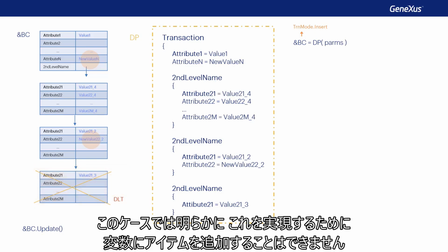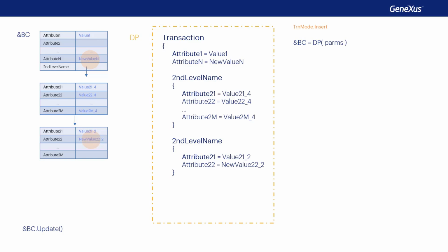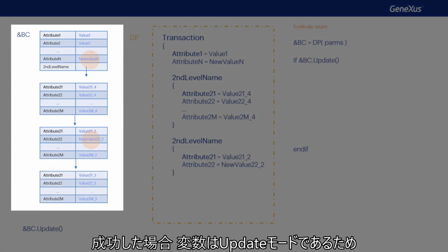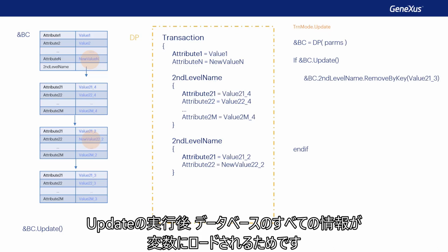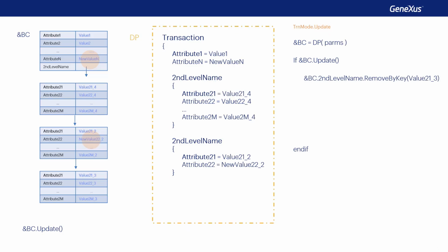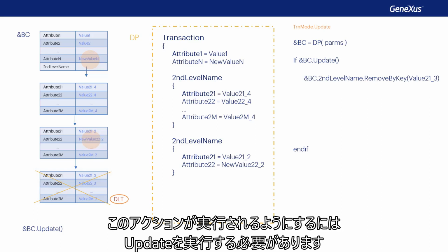To achieve what we want, in this case we should not add the item to the variable, clearly, but we should only make the changes related to modifications and new items, execute the update, and then, if it's successful, since the variable will be in update mode, we can add the remove or remove by key, because after the update, we know that the variable will be loaded with all the information of the database, including the line that we want to delete. Then the remove by key will mark it to be deleted in the next update, which is what we'll have to execute for this action to be performed.